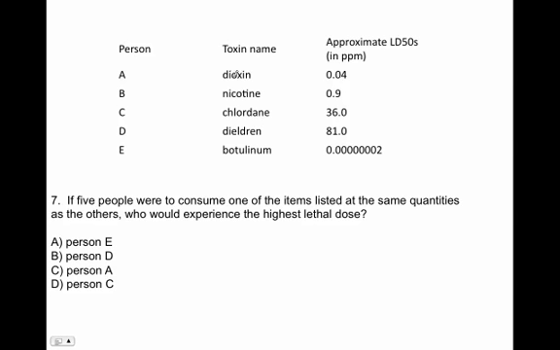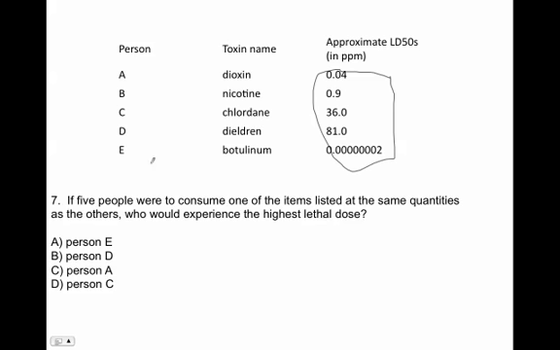So here are some chemicals, A, B, C, D, E, and their parts per million LD50s. Remember, the lower the LD50 in parts per million, the bigger its toxicity. If 5 people were to consume one of these items listed at the same quantity as the others, who would experience the highest lethal dosage?